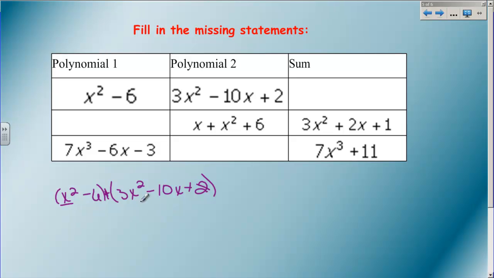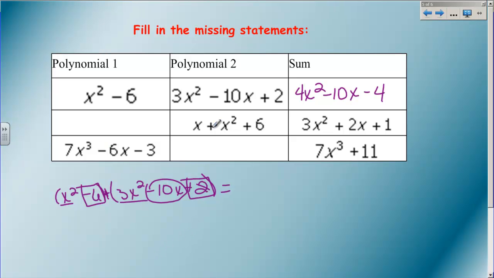add like terms. x squared plus 3x squared is 4x squared. And then this minus 10x doesn't have a buddy over here. So we're going to have to bring him along, minus 10x. And then we can do the last little step. I have negative 6 plus 2, which equals negative 4. So there is the sum of those two polynomials. I have added them up.